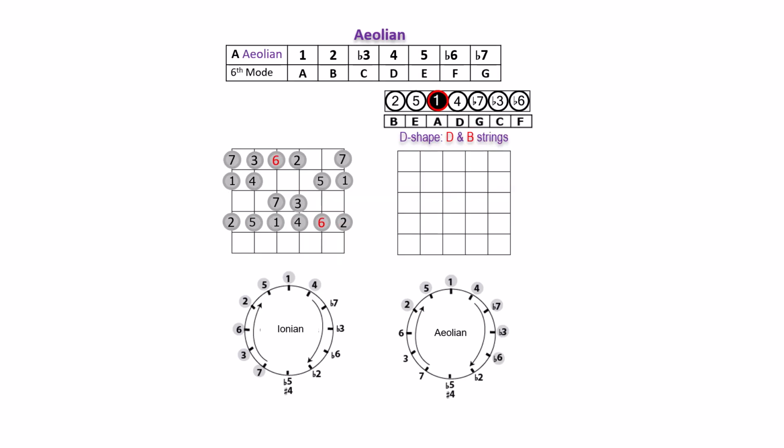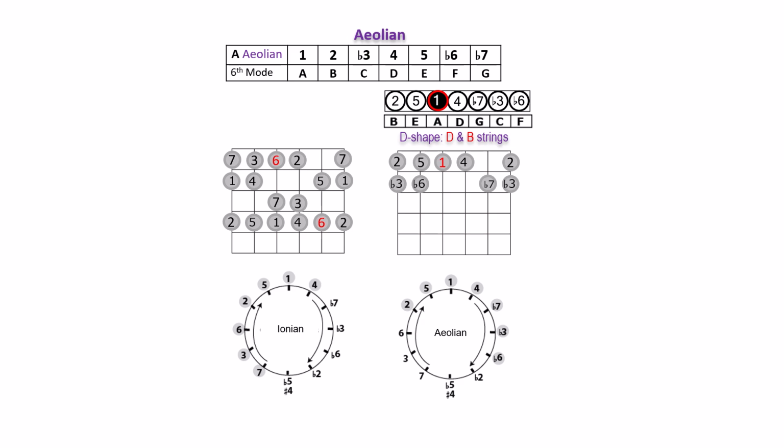The 6 on the D string in Ionian becomes the 1 in Aeolian, the sixth mode. Since 6 to 1 is a minor third, Aeolian starts a minor third above 7: 2, 5, 1, 4, flat 7, flat 3, and flat 6.